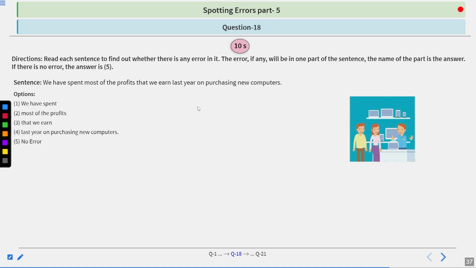The sentence is, "We have spent most of the profits that we earned last year on purchasing new computers." Options are given below. You have 10 seconds to answer.